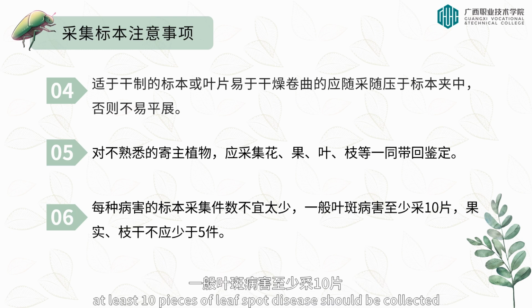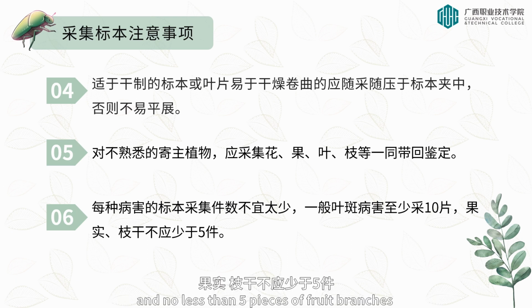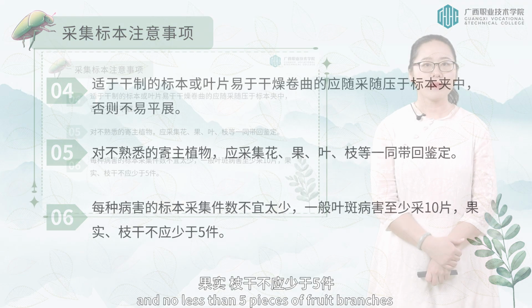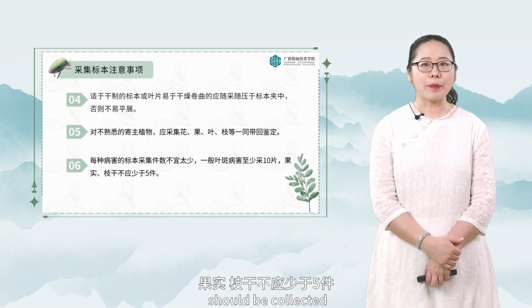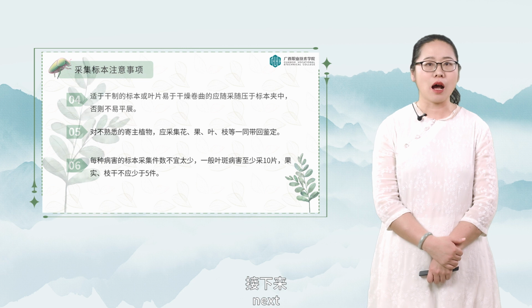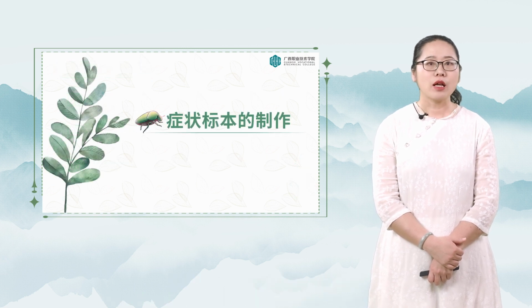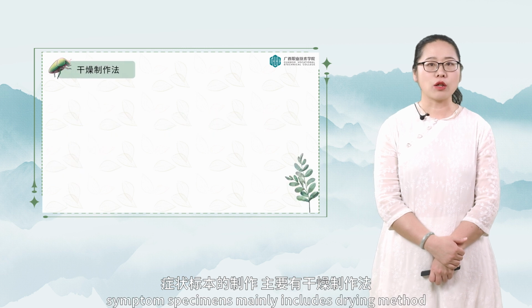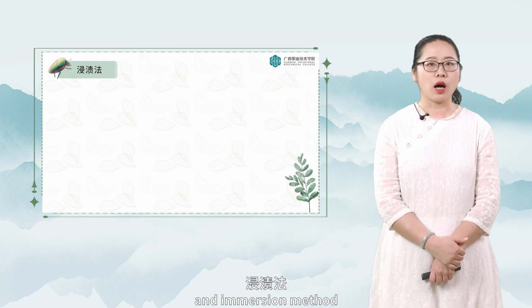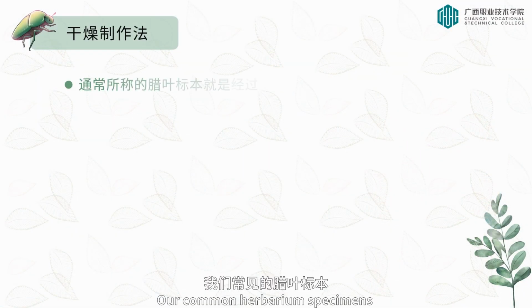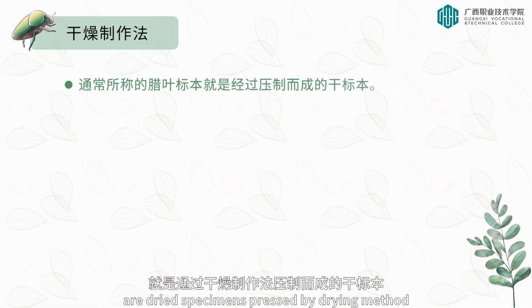Generally, at least 10 pieces of leaf spot disease should be collected, and no less than 5 pieces of fruit branches should be collected. Next, let's take a look at the second part of the content today. The preparation of symptom specimens mainly includes drying method and immersion method. Our common herbarium specimens are dried specimens pressed by drying method.